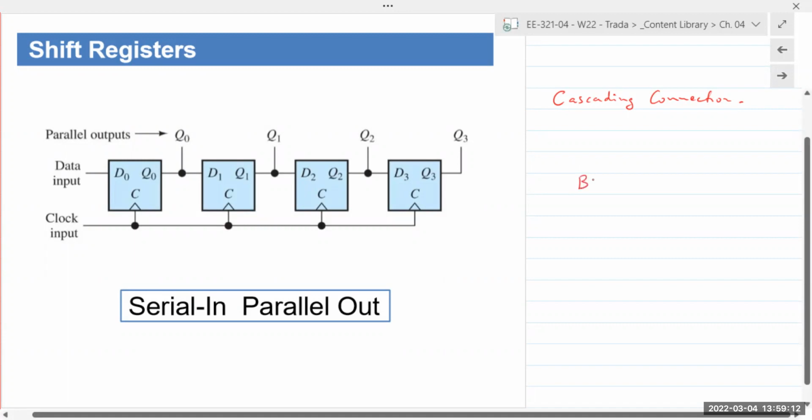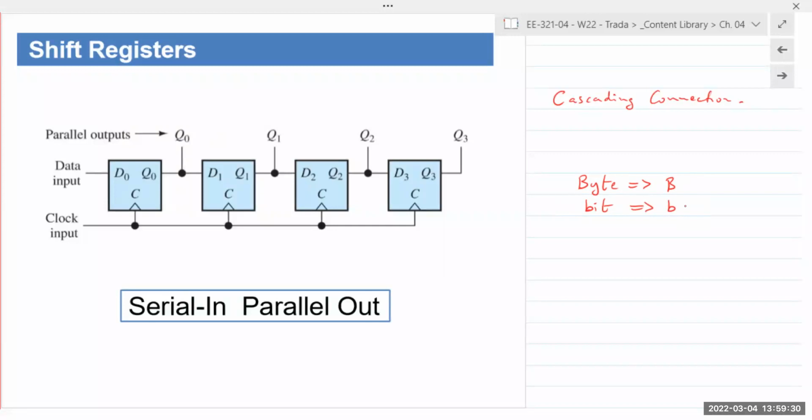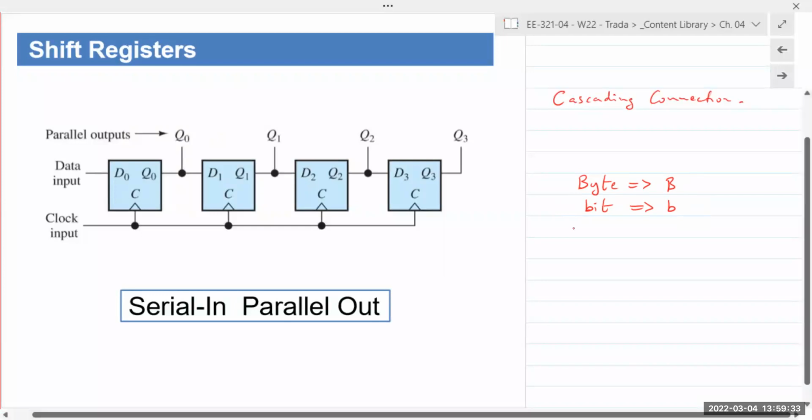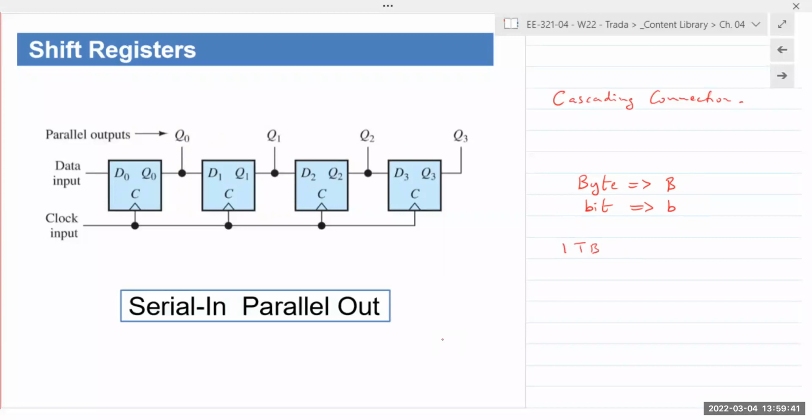I think I covered this in the first class. A byte is indicated by an uppercase B, and a bit is indicated by a lowercase b. So for the data that we use in terms of storage, like a 1 terabyte hard drive, 1 terabyte is an uppercase B, meaning it has 1 tera times 8 bits. Anyway, this is a serial in parallel out shift register.